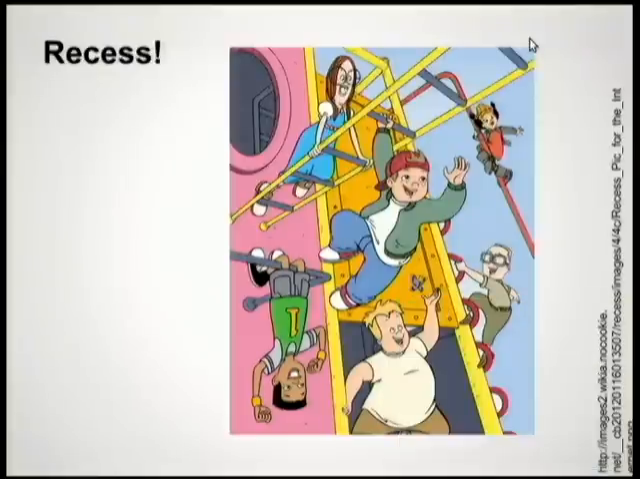Let us take a break. I think they're serving us food and drinks. For the last half hour, you don't have any more work to do.